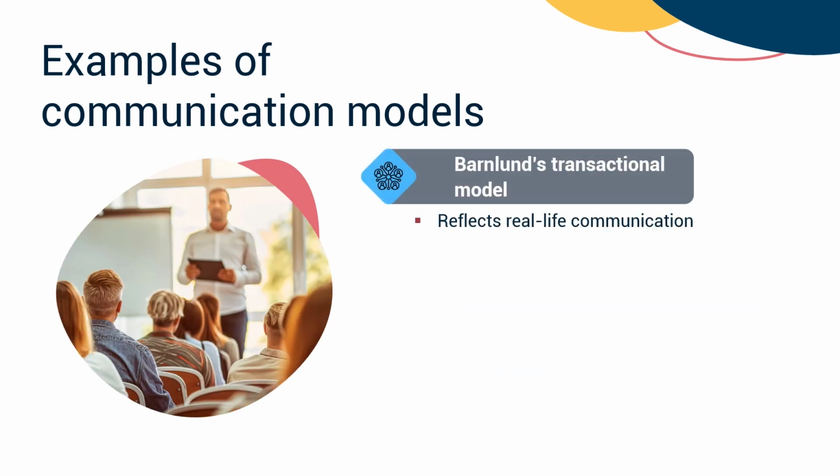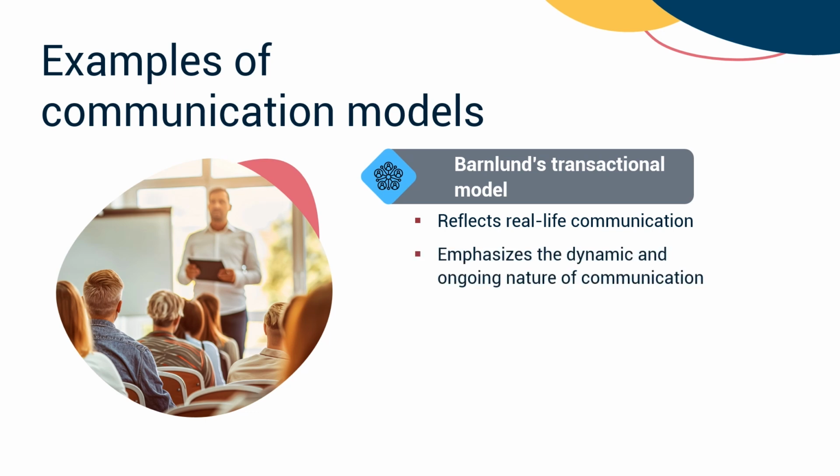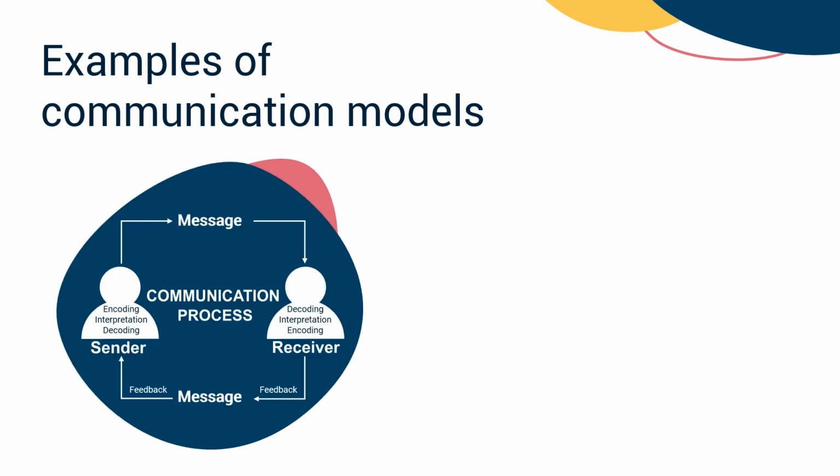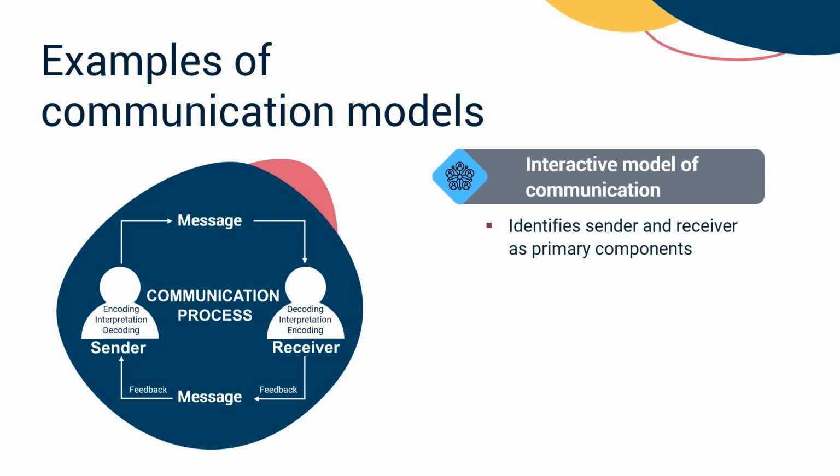Barnlund's model reflects real-life communication by recognizing that individuals can simultaneously be senders and receivers. This transactional model emphasizes the dynamic and ongoing nature of communication, where both parties continuously exchange and interpret messages. In this case, similar to previous models, the interactive model of communication identifies the sender and receiver as primary components of communication. However, it further stresses that communication is an ongoing, iterative process, aiming toward mutual understanding and acceptance, not necessarily agreement, between the parties involved.